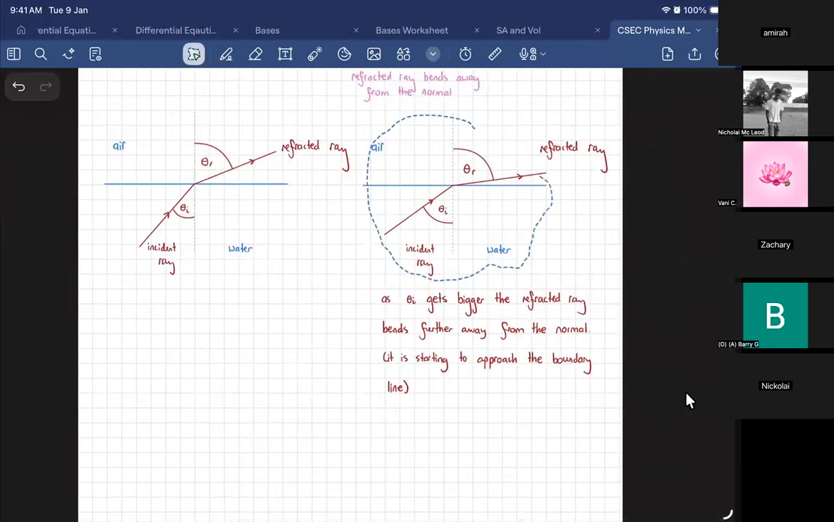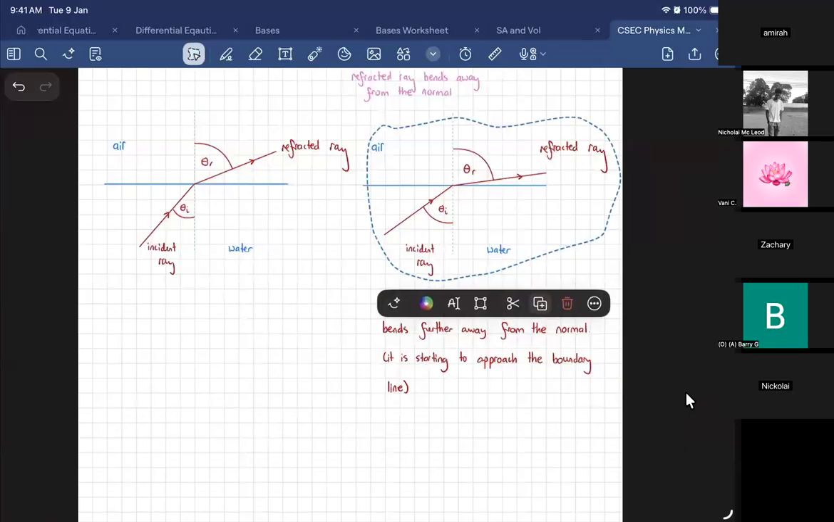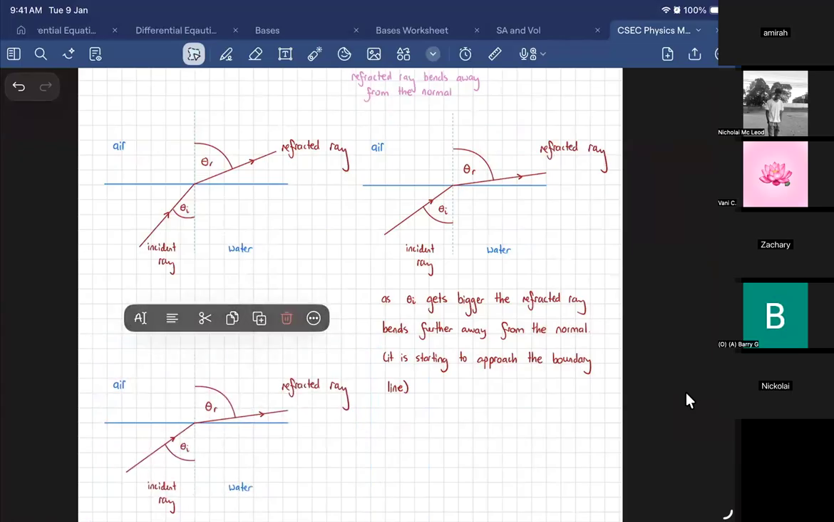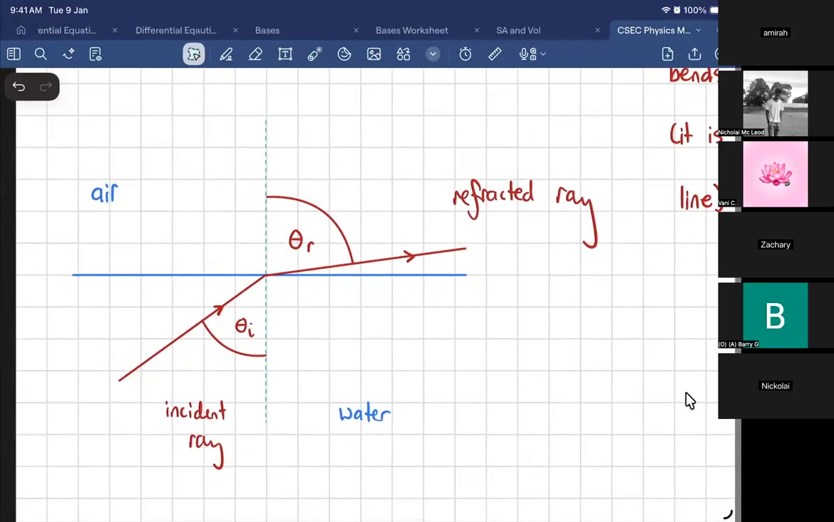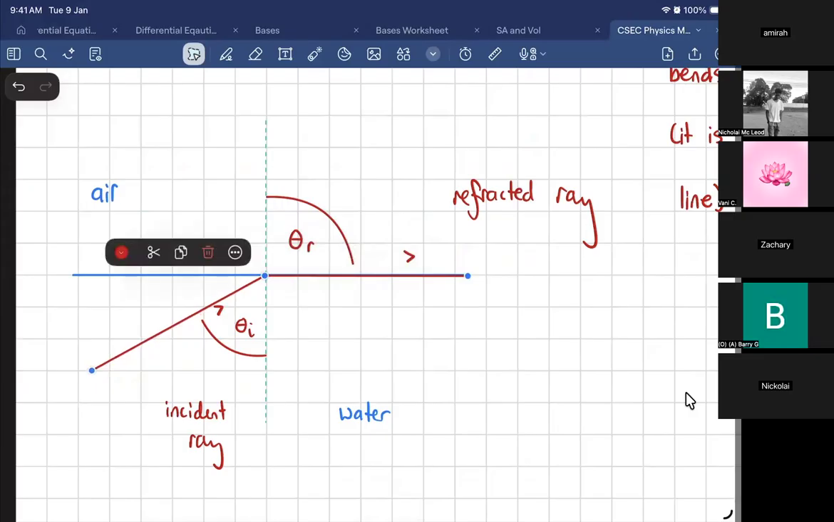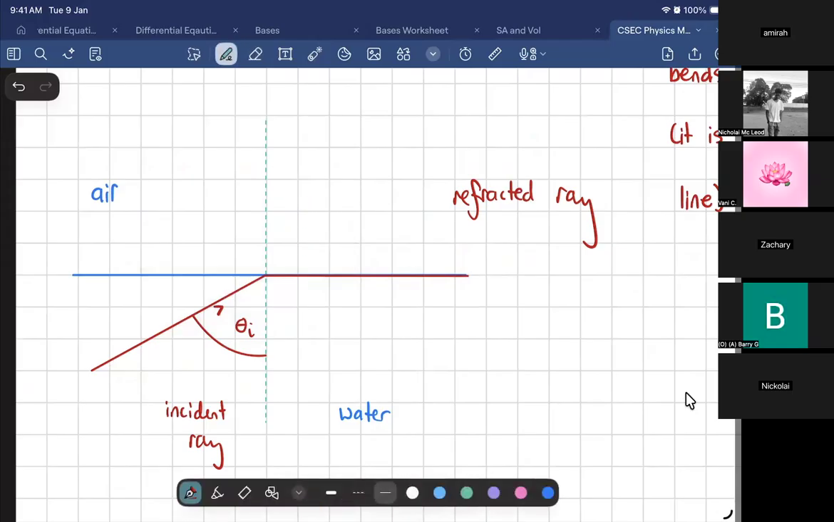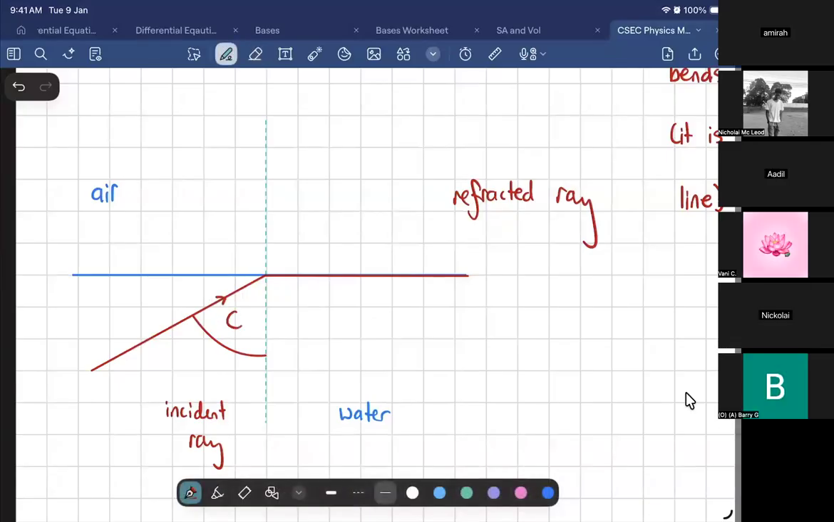Now, this is where the critical angle comes into play. So, Nikolai, if I increase the angle of incidence a little bit again, what's going to happen? It'll end up being on the same line as the boundary line. Perfect. So I increase the angle of incidence a little more, and it caused the refracted ray to be in line with the boundary line. And that caused the angle to be how many degrees? What's the angle of refraction now? 90 degrees. Yep. So at this point, you would call this the critical angle. And the critical angle is the angle that causes the angle of refraction to be 90 degrees.